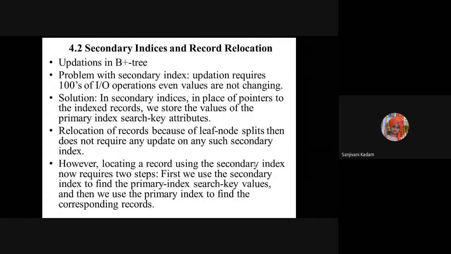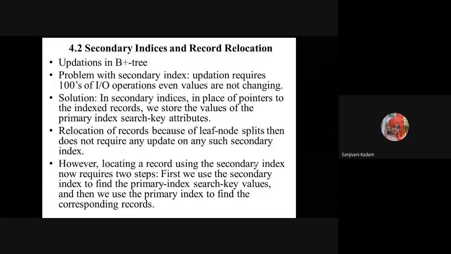The solution is that in secondary indices, in place of pointers to the index record, we can store values of the primary index search key attributes. It means that instead of the secondary one, we will keep a primary key. And when a leaf node splits, relocation of the record does not require any update on any of the secondary indices. Even if we are removing records, that will not affect any of the operations. So that was the solution.